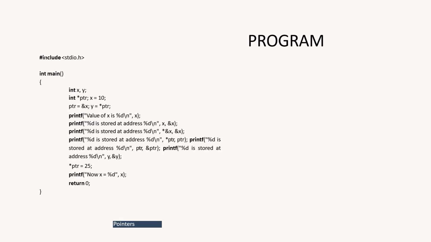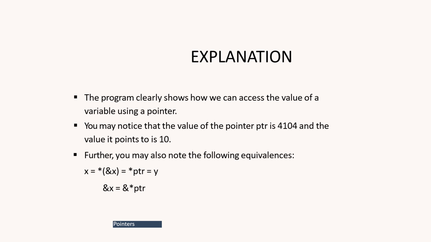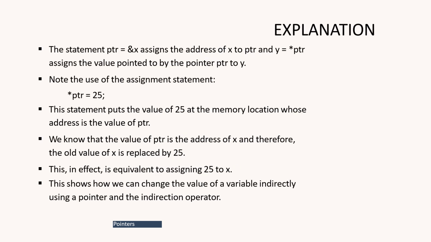Here we have declared integers x, y, and an integer star pointer, and we have assigned the value of x as 10. ptr is equal to ampersand x, and y is equal to star ptr. Then we print the value of x, and then we print the address of the value stored in x. This is a simple program to understand the concept of pointer.